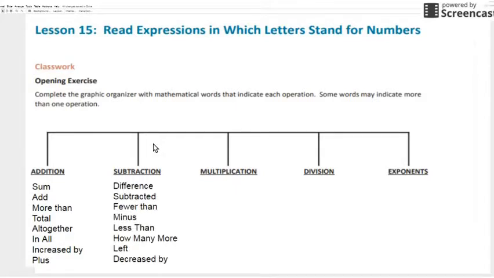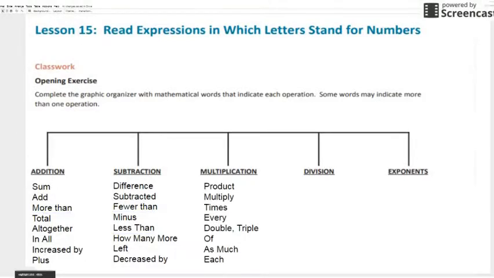In subtraction, here are some words that represent subtraction. We have difference, of course, the answer to a subtraction problem, subtraction, fewer than, minus, less than, how many more, left, and of course, decreased by. And remember, these two right here, fewer than and less than, mean you have to actually switch the terms around, because of that word than. Now, if you switch this around on the more than, that would work as well, because in addition it doesn't matter which way you add. It's called the commutative property of addition.